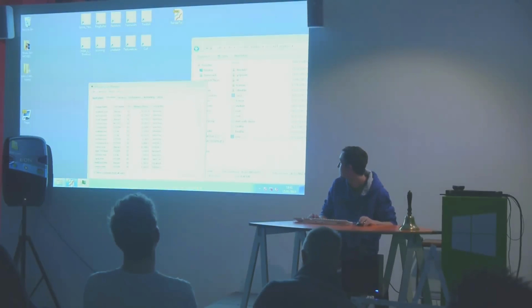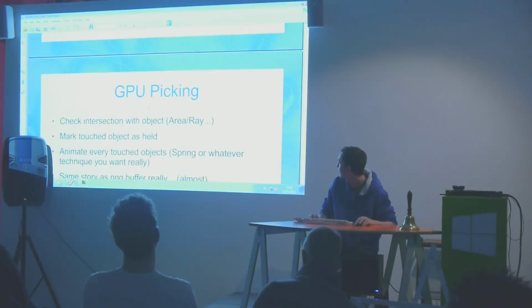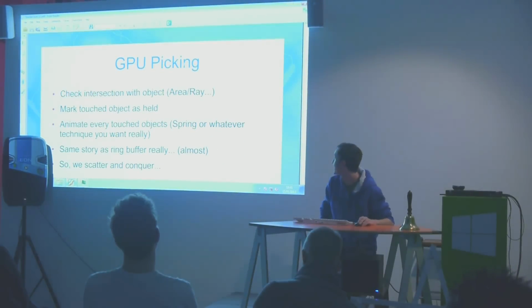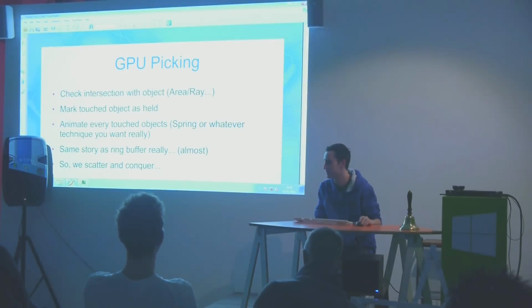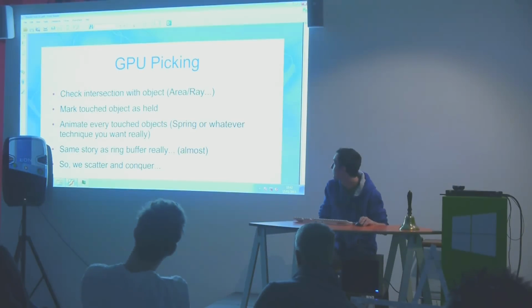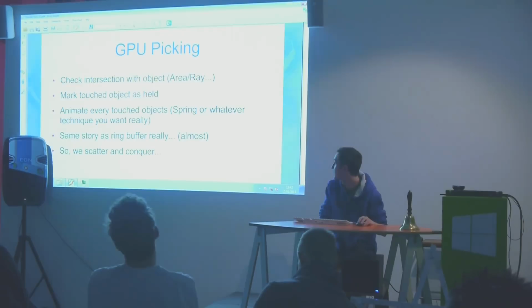So now we do something quite a bit more fun. Now we're going to do picking, because it's quite fun to draw objects, but now we want to interact with them. To do picking, we need to check the intersection with objects. In that case, I'm going to raycast. You mark any object which is being touched as held, and you animate every touched object in whatever animation technique you want. You can attach a spring or do anything.